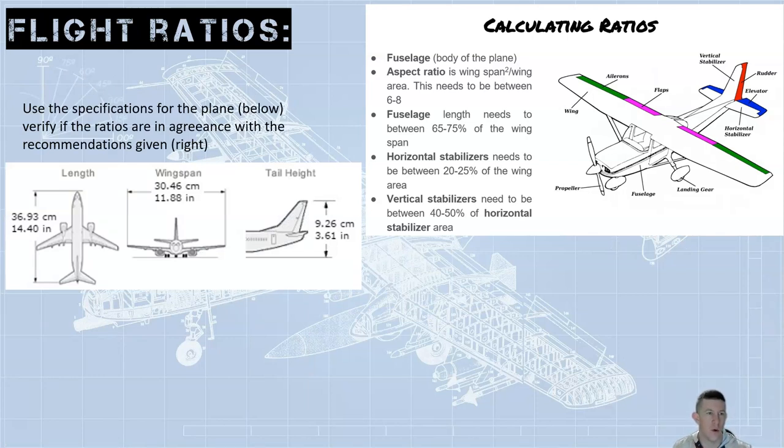So, what we're going to do, use the specifications for the plane below. I want you to verify if those ratios are in agreement with the recommendations that were given. Here you've got a bit more detail. I've given you the wingspan, I've given you the tail height, things like that. I want you to just check, are these dimensions agreeing with the recommended specs for the average plane, or are they a little bit out? So have a go at figuring out some of the solutions to these questions.